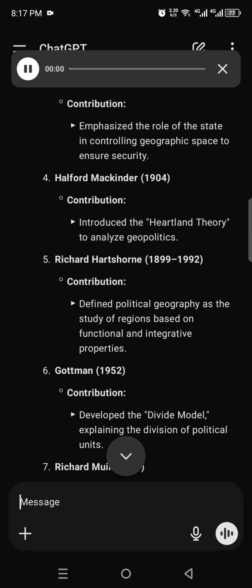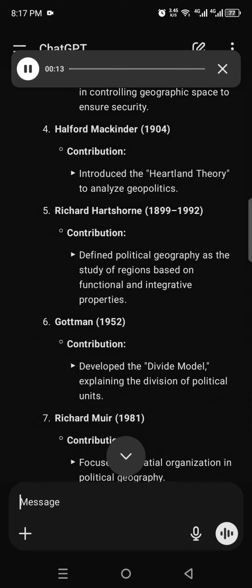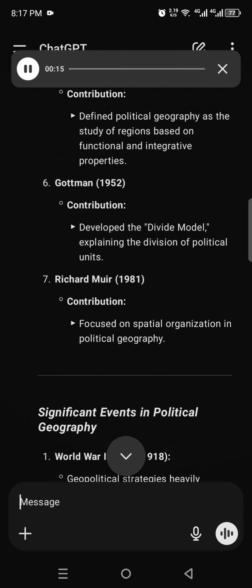Here's an organized and simplified explanation of the contributions of the figures listed in the 3 chapters, along with significant events or ideas they contributed to political geography and geopolitics. Chapter 1. Political Geography, Intro, Description, Size.